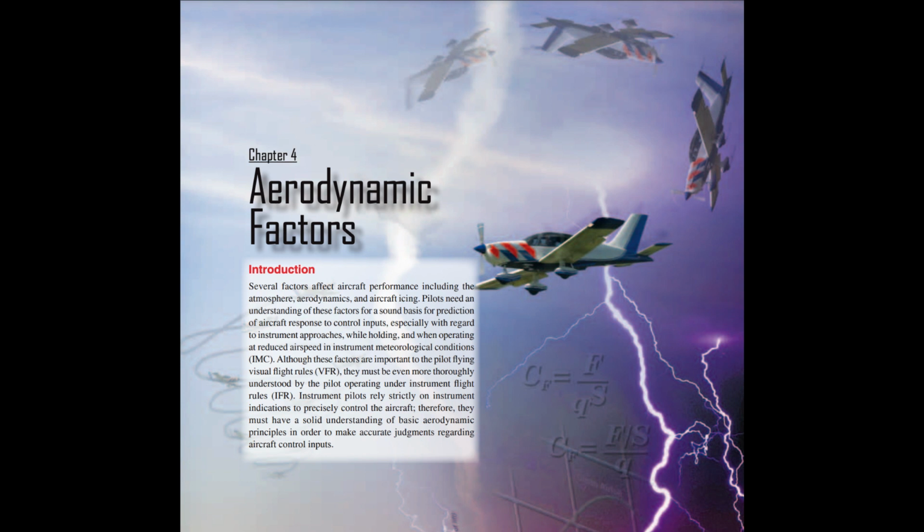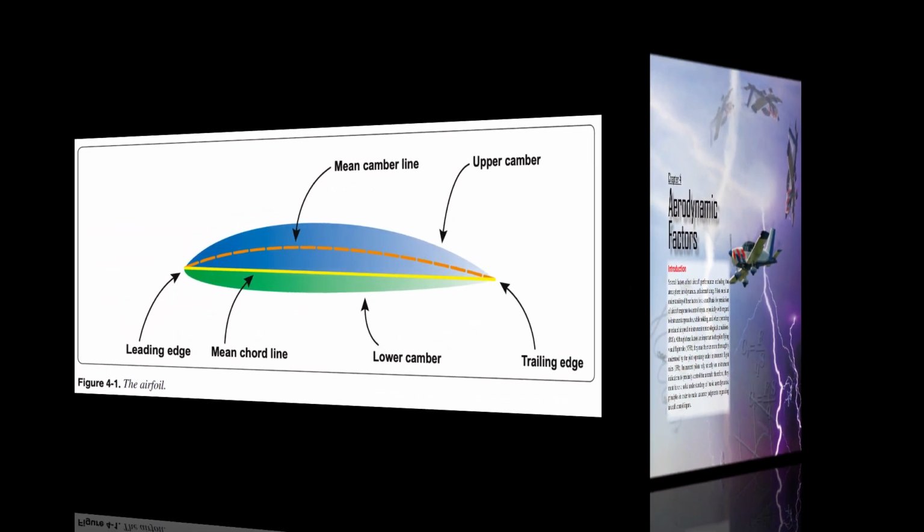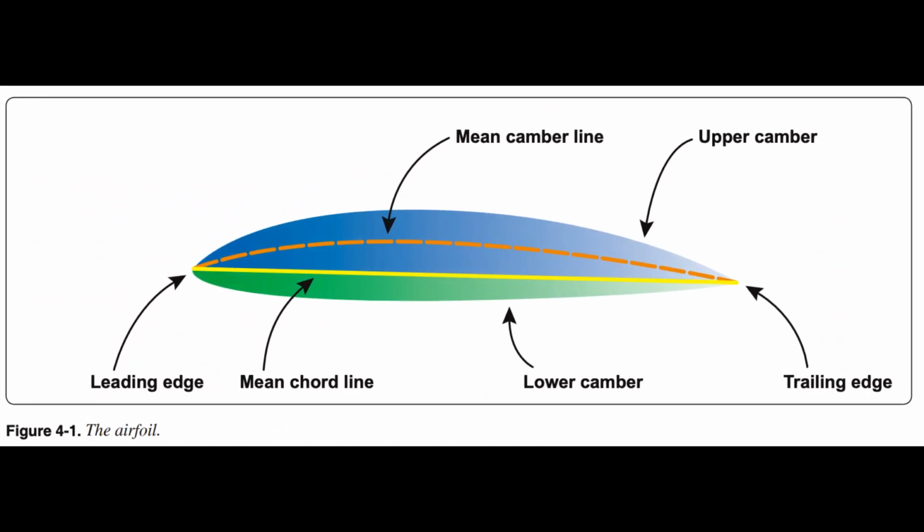The wing. To understand aerodynamic forces, a pilot needs to understand basic terminology associated with airfoils. Figure 4.1 illustrates a typical airfoil. The chord line is the straight line intersecting the leading and trailing edges of the airfoil, and the term chord refers to the chord line longitudinal length as viewed from the side.